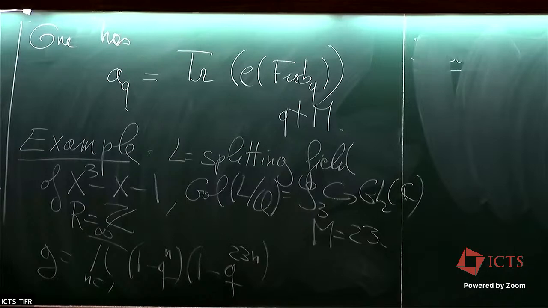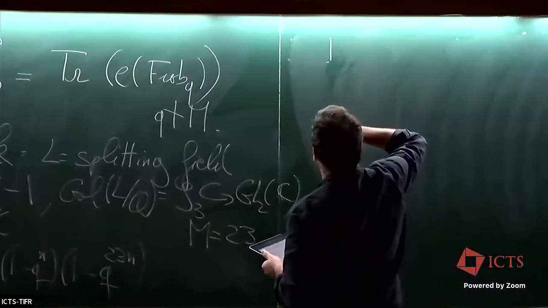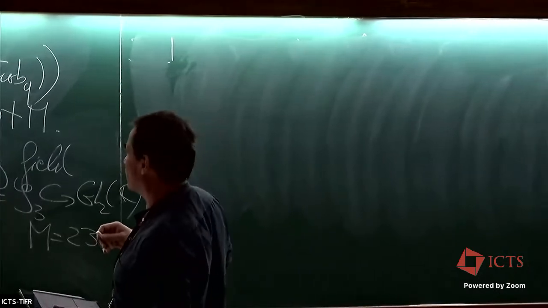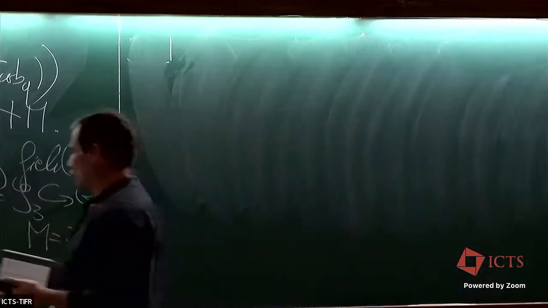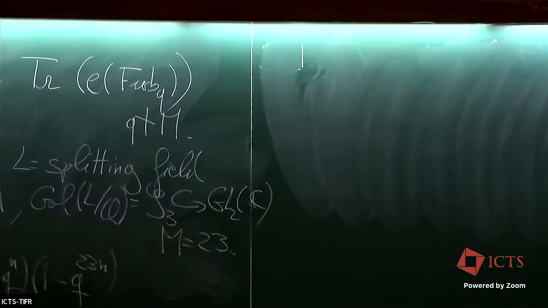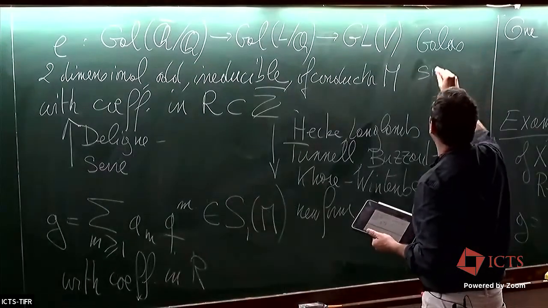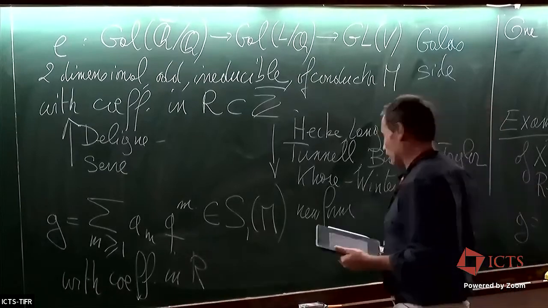Another entry point in the conjecture of Harris-Venkatesh is to say that actually rho and f share more than simply the identity I've written on the last board. So there will be two sides in that conjecture. There is what you can call, if you like, the Galois side. And on the other hand, you have the modular side.